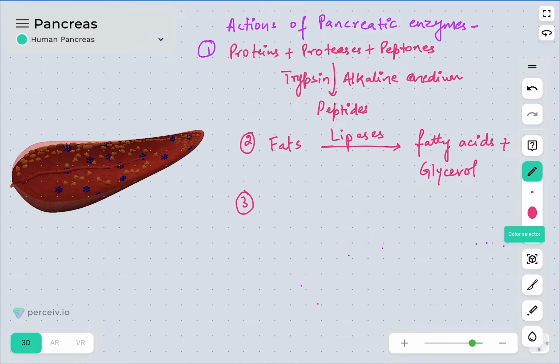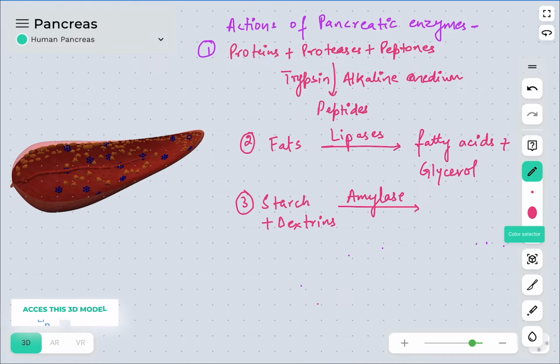Alright, and the third important enzymatic action is that of the amylase. So starch along with dextrins are acted upon by the enzyme amylase. Amylase is going to convert this complex starch, a carbohydrate molecule, a complex form of carbohydrate, so it's a polysaccharide, into a simple disaccharide which is called maltose. So this was the function of the exocrine part or exocrine gland of the pancreas.